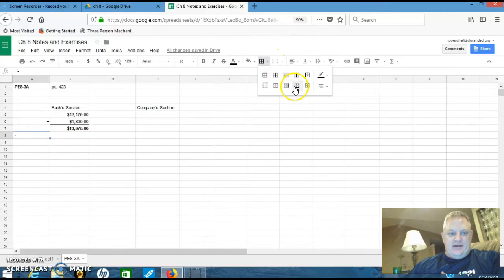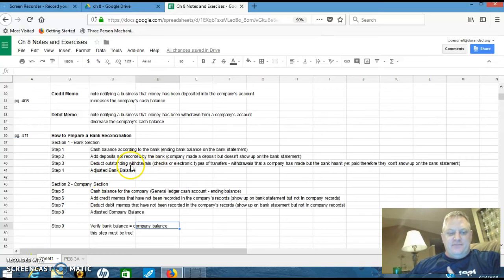Now, the next thing is we have to subtract any debit memos. No, sorry. I didn't mean to say that. If we look back at our notes, we need to subtract any withdrawals that are outstanding, checks or electronic types of transfers, withdrawals that a company's made but the bank hasn't yet paid. Okay, so that's what we have to do.